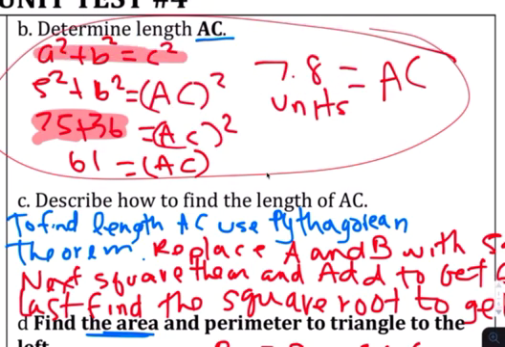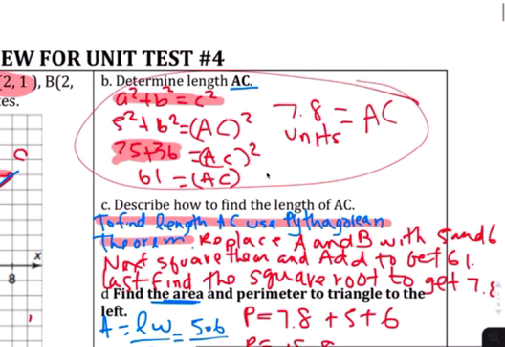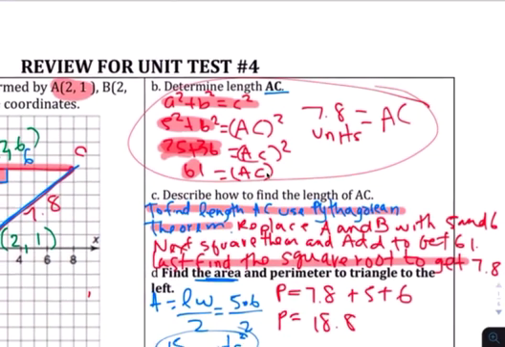So I'm reading out how to describe the length AC. Replace a and b with 5 and 6. Notice, next square them. We squared them and added them up to get 61. And then we last find the square root. So you need to describe every step you're doing in sentences.